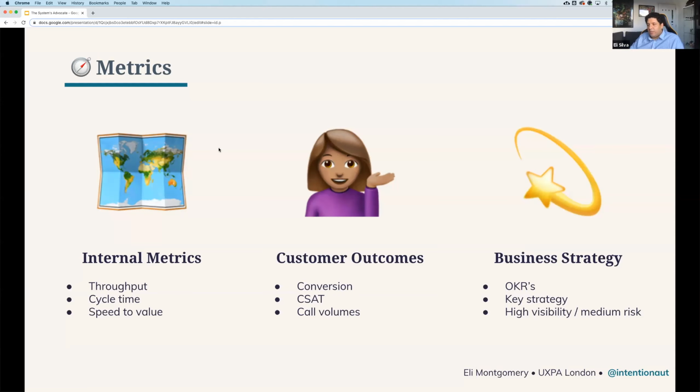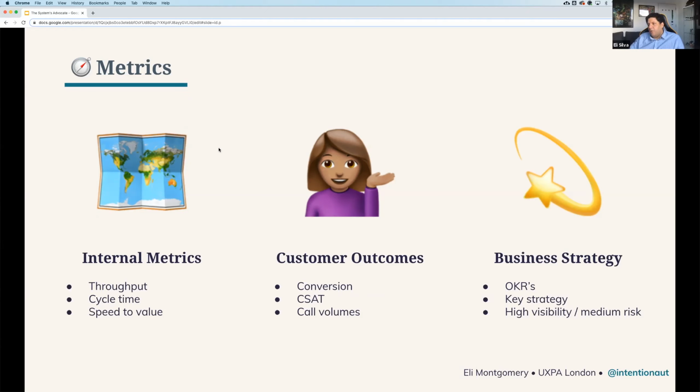You can measure things through customer outcomes like conversion, CSAT, call volumes, depending on what your target is. Or you can look at your business strategy. Is it your OKRs? It could be a key strategy for the business, i.e. you might be trying to increase revenue by 20% or increase your profit margin by selling more attachments, for example.